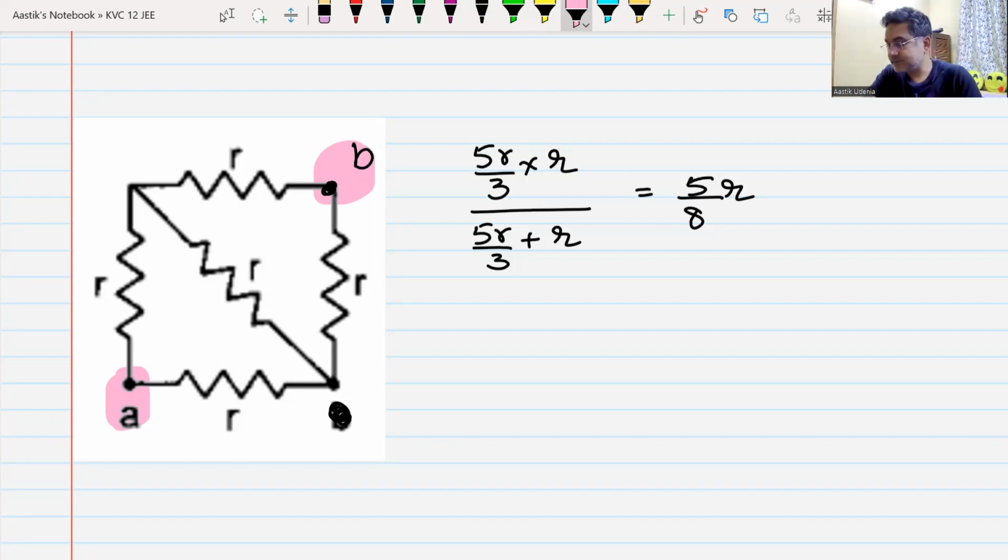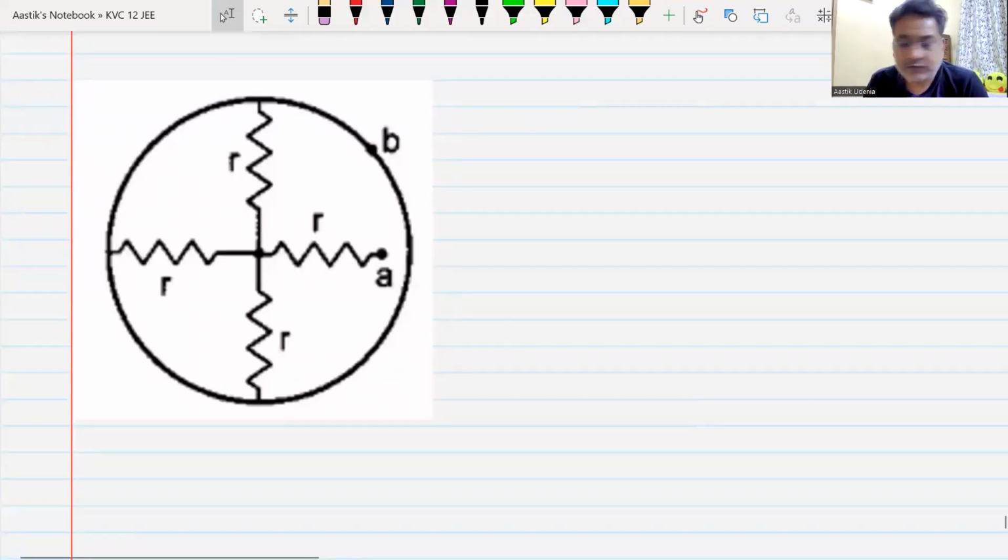This one. You have to find the effective resistance between A and B.